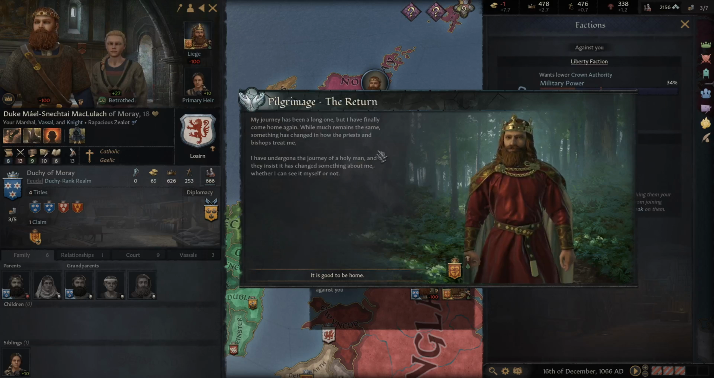The return! My journey has been a long one, but I have finally come home again. While much remains the same, something has changed in how the priests and bishops treat me. I have undergone the journey of a holy man, and they insist it has changed something about me, whether I could see it or not. It is good to be home.